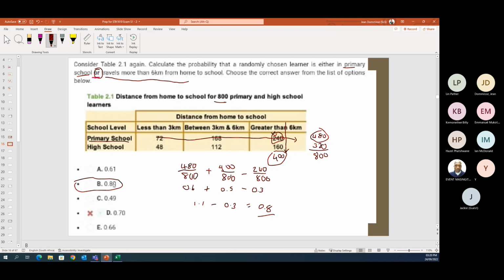Yes, Lynn. Thanks, John. Just a quick one. In terms of the formula for this, when dealing with the or, is it the probability of A plus B minus the probability of A and B? Yes, it's the probability of A plus the probability of B minus the probability of A and B. Okay, cool. Thank you. Perfect.